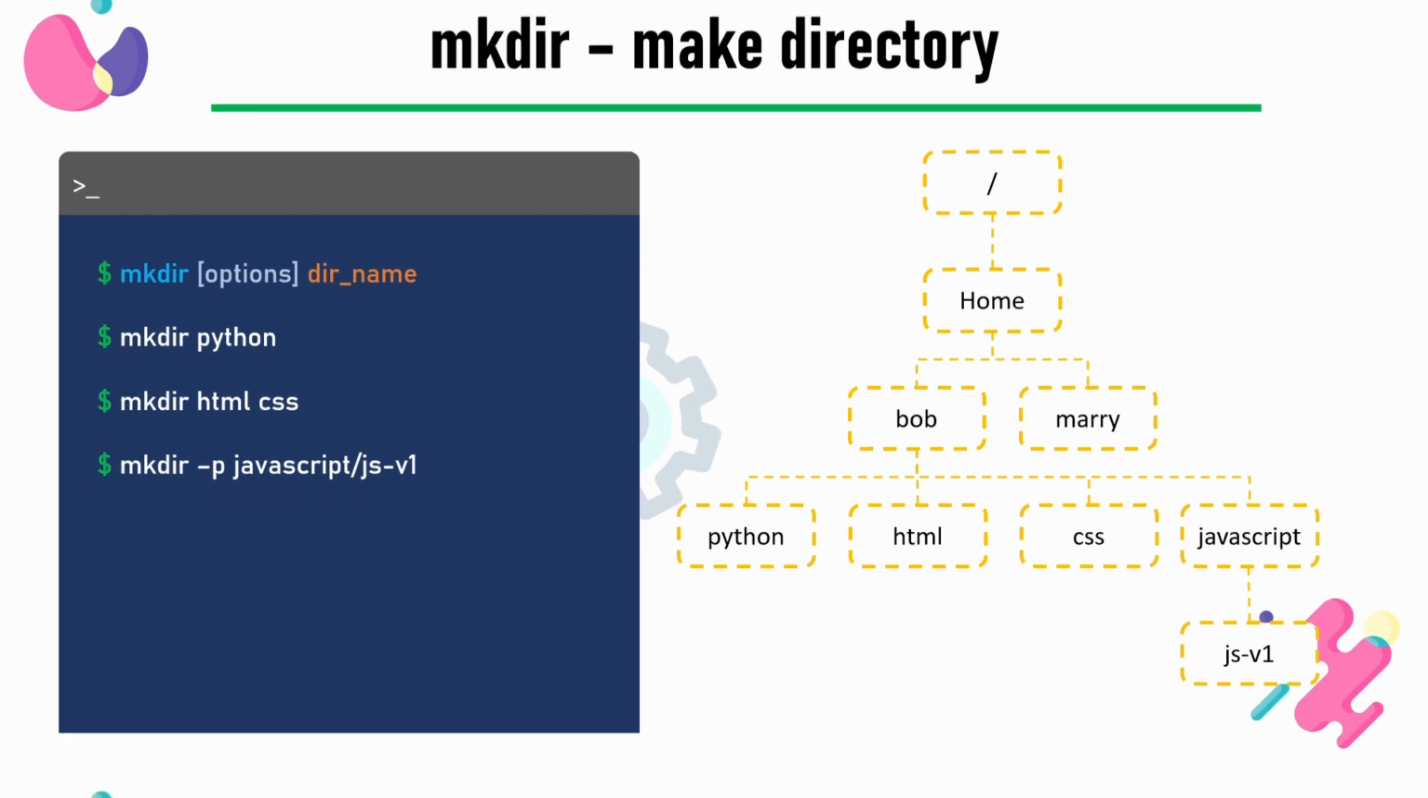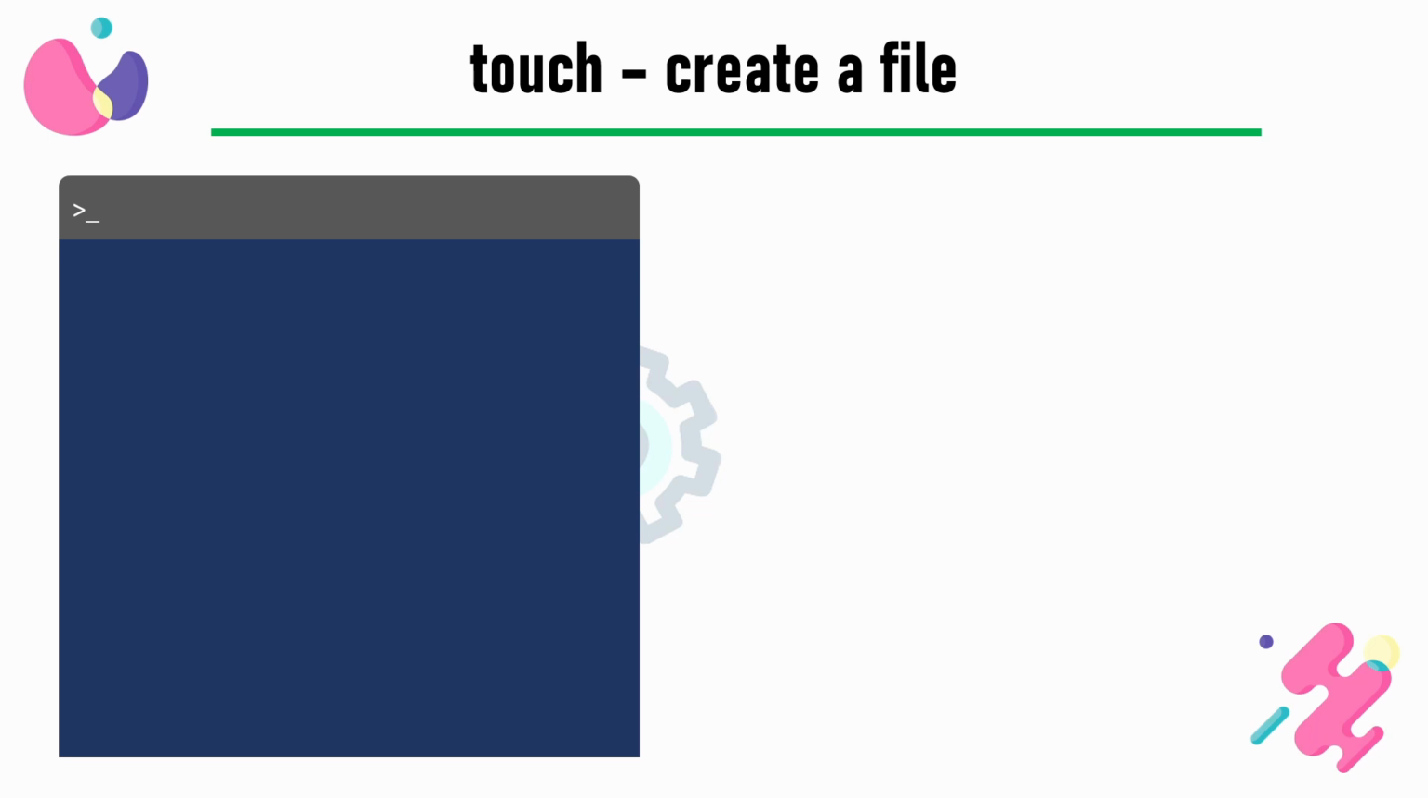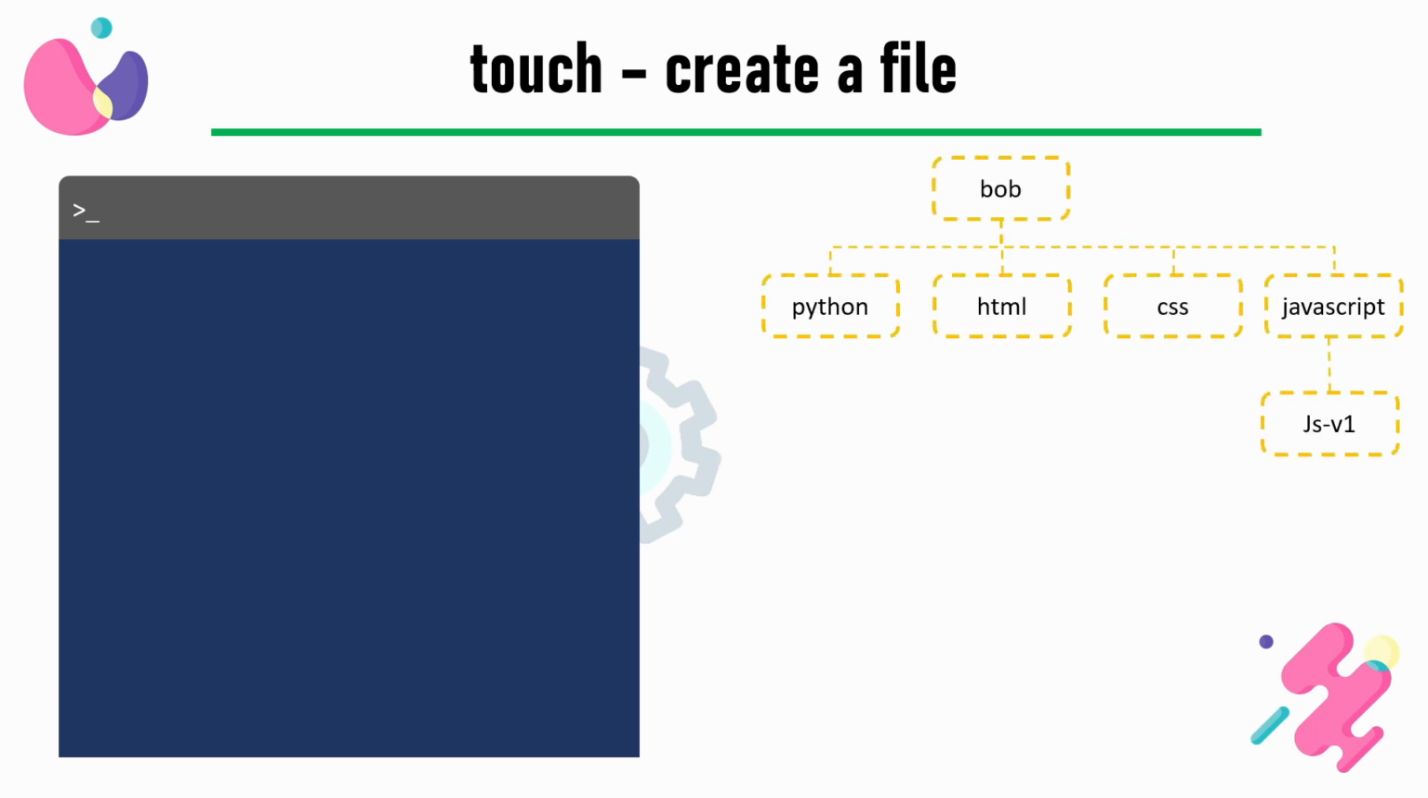Let us now see a very simple way for creating files in Linux. To create a file in Linux, you can use the touch command followed by the path where you want to create this file. For example, by running touch html/file.html, a file called file.html will be created in the HTML directory. And we can verify that the file was created by running ls html to list the content of the HTML directory.